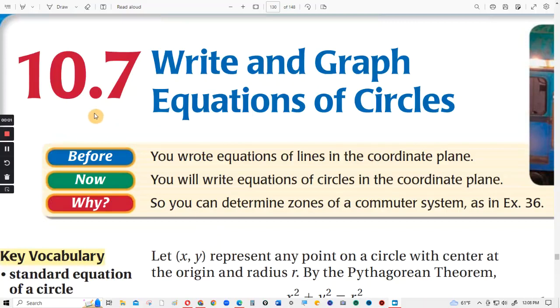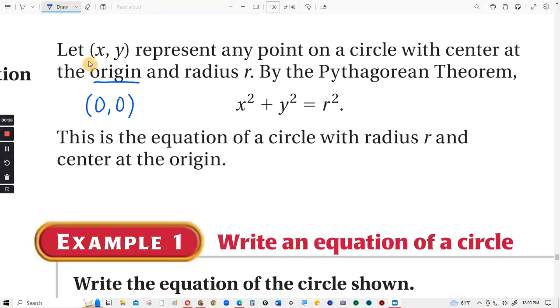Chapter 10.7, Write and graph equations of circles. Let x, y represent any point on a circle with center at the origin and radius r. So the origin is the point 0, 0. By the Pythagorean theorem, x squared plus y squared equals r squared. This is the equation of a circle with radius r and center at the origin.